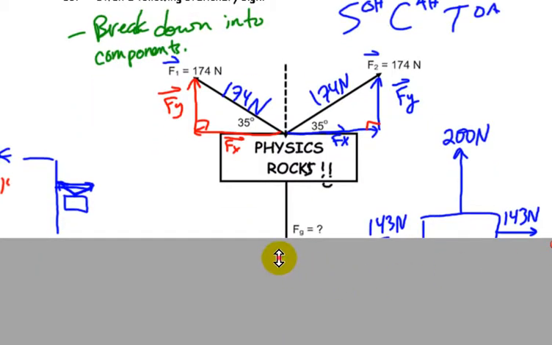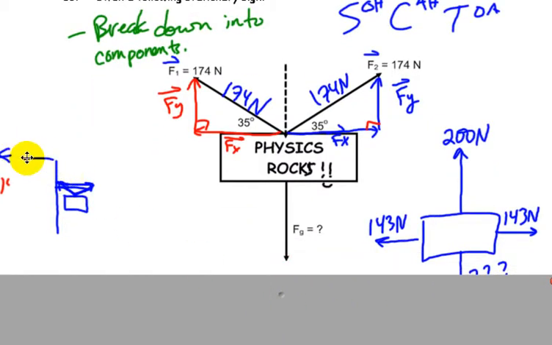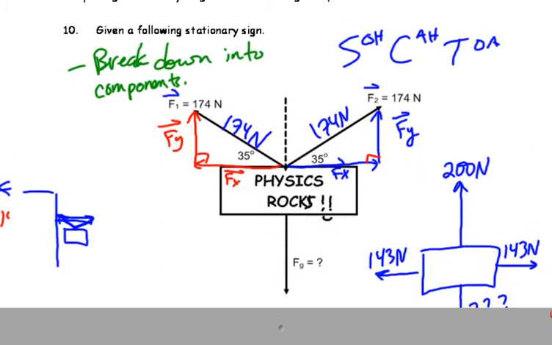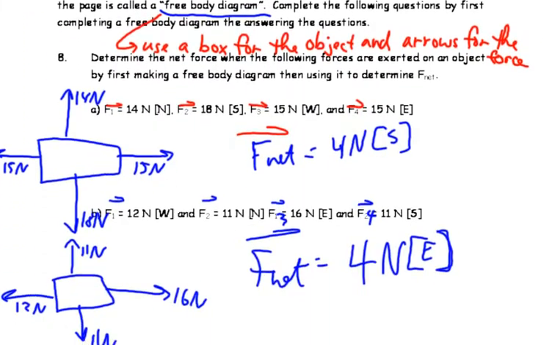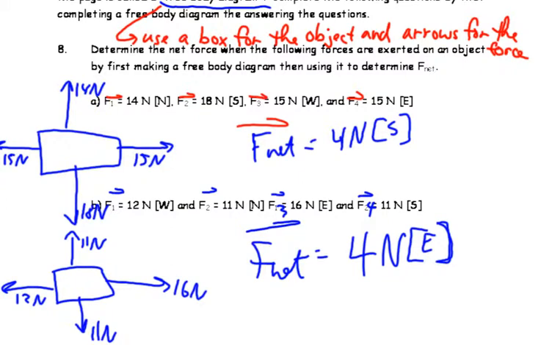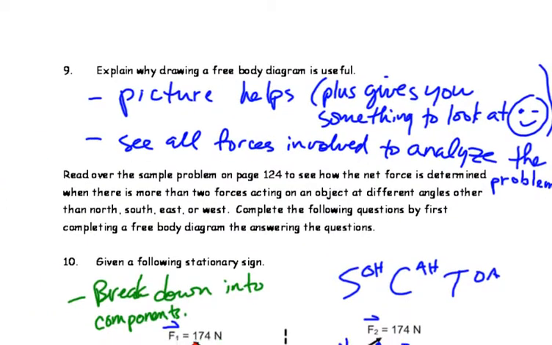So here I have a hanging sign. Here's a building. There's a pole sticking out. The sign is just hanging from that pole. So of course we have a force pulling downwards, 2 forces pulling at 2 different angles. Those angles are 35 degrees and the forces are 174. So if we can break it down into vertical and horizontal components, the question becomes something like this. So that's what we have to do there.